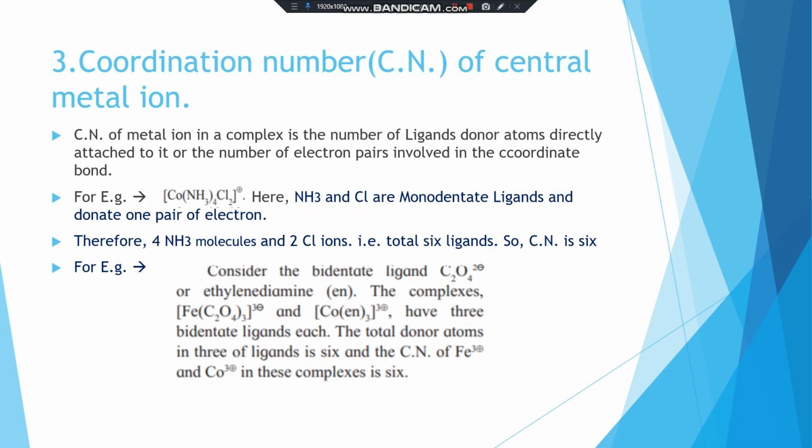Then the third point is the coordination number of the central metal ion. Here the coordination number of the metal ion in the complex is the number of ligand donor atoms directly attached to it, or the number of electron pairs involved in the coordinate bond. For example, [Co(NH3)4Cl2]+. Here 4 ammonia molecules and 2 chloride ions, that is a total of 6 ligands, are attached to the cobalt ion.